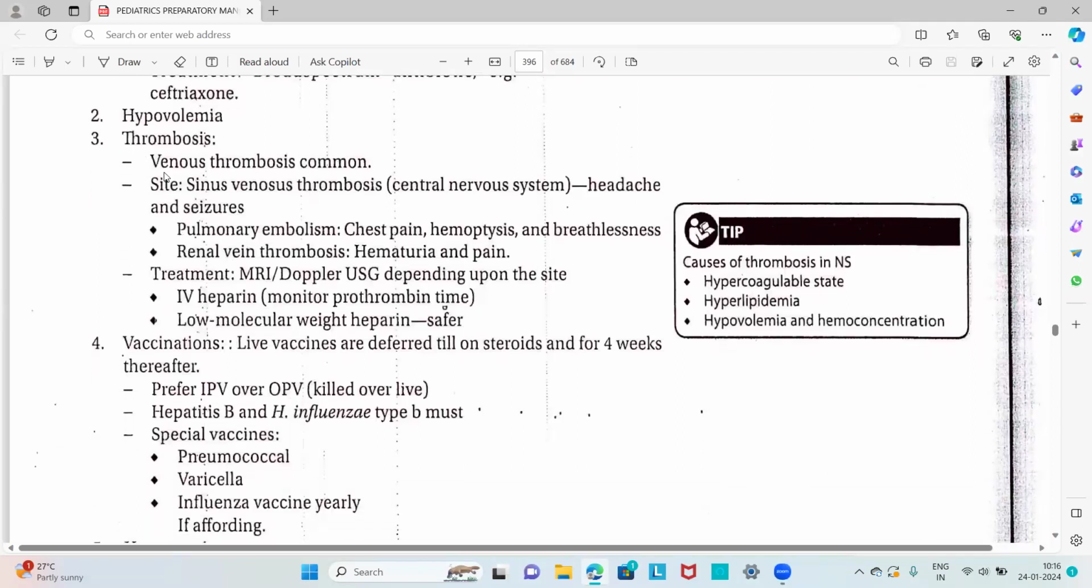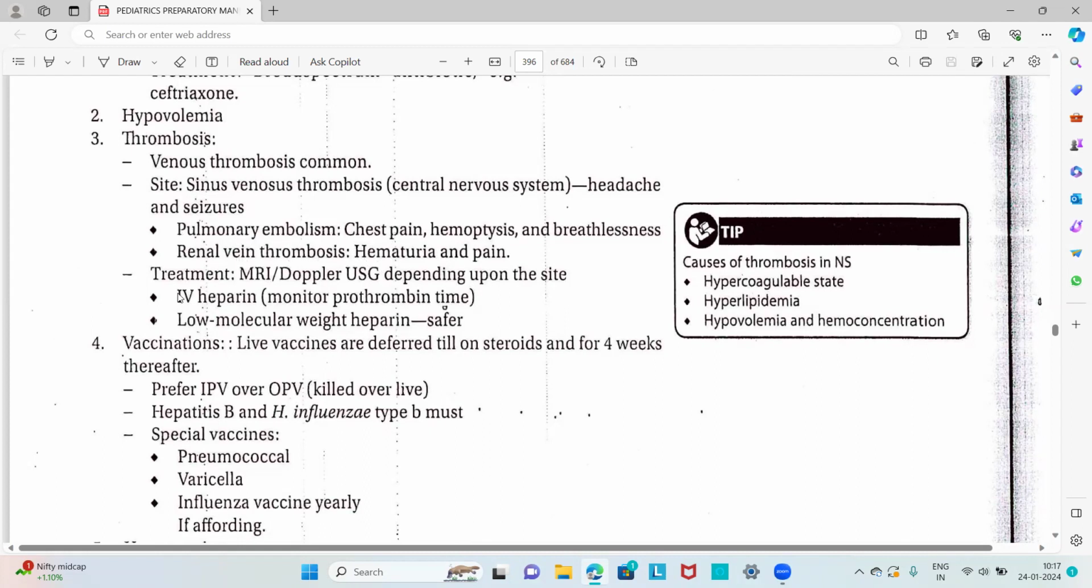Because of the loss of antithrombin 3 through the urine, there will be thrombosis, and venous thrombosis is common. One site is sinus venous thrombosis in the central nervous system, which causes headache and seizures. Pulmonary embolism also happens, which manifests as chest pain, hemoptysis, and breathlessness. There is also a chance for renal vein thrombosis, which presents with hematuria and pain. So keep this in mind when a patient of nephrotic syndrome presents with hematuria and pain, that is indicative of renal vein thrombosis.